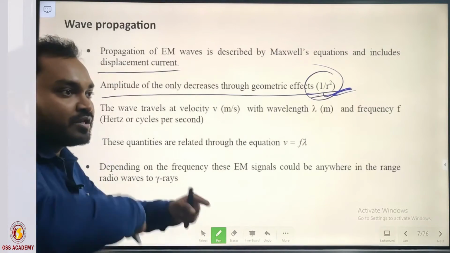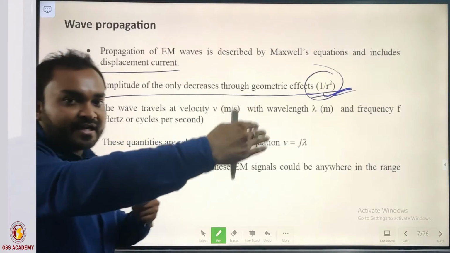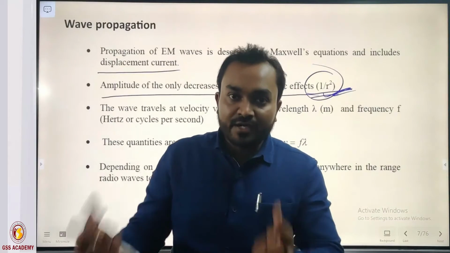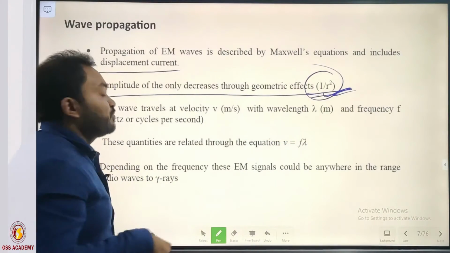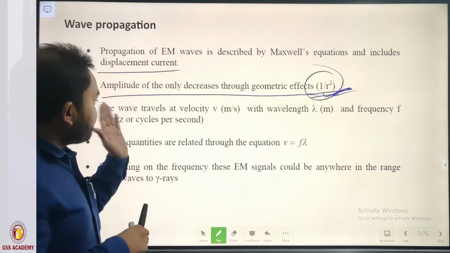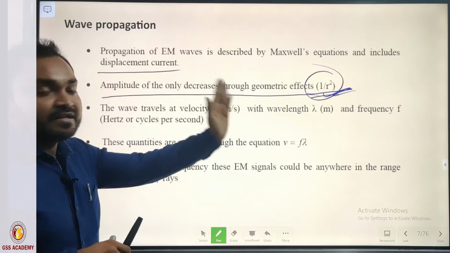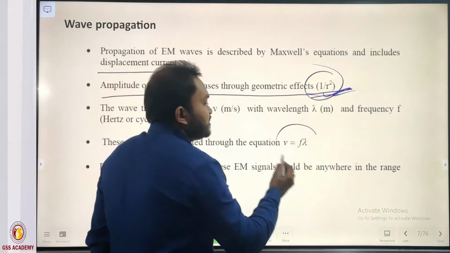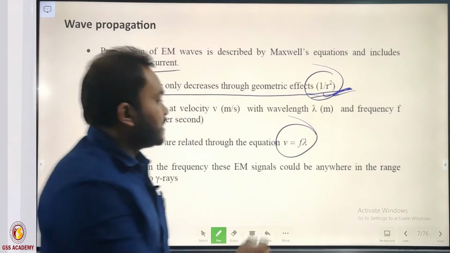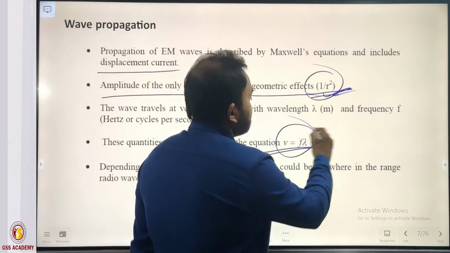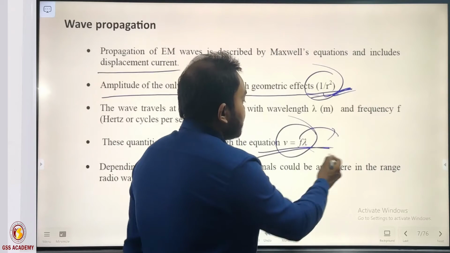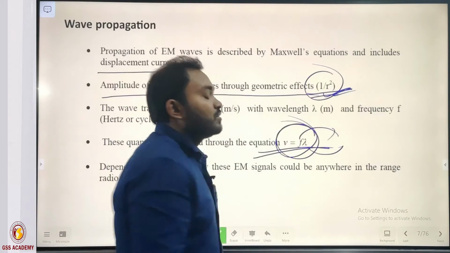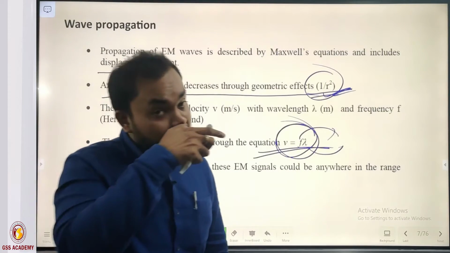Okay, so as your distance increases, the amplitude of the electromagnetic wave gradually dies out during propagation. The wave travels at velocity v with wavelength lambda and frequency f, and this v equals f lambda, we know. So if you know the frequency and wavelength of this wave, then we will be able to know the velocity of that particular wave.